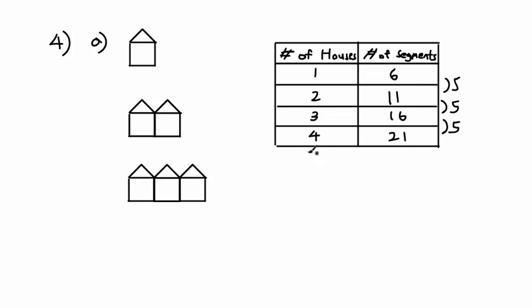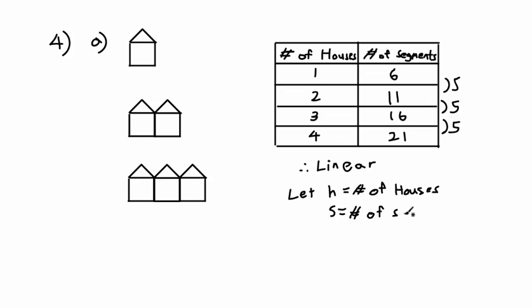Okay, so since the first differences are the same, therefore this relation is linear. And since it's linear, we have to find an equation that relates this with this. So let's let h equal number of houses. Then let's also let s equal number of segments.